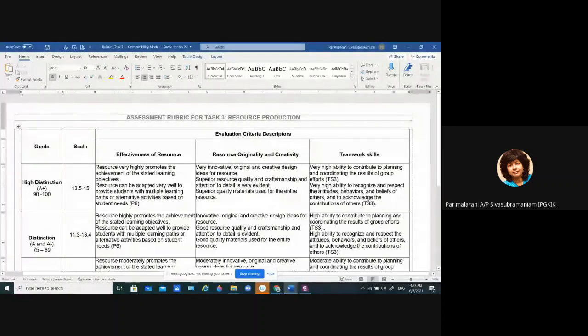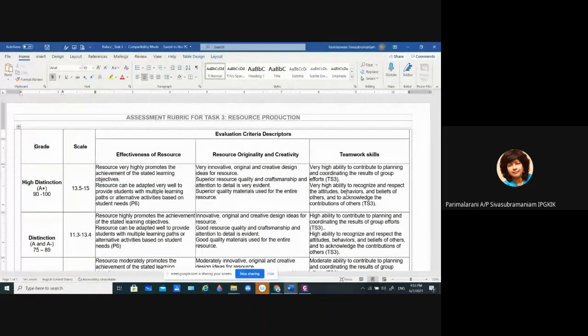So for this task 3 for your resource production, we look at 3 criteria. Effectiveness of the resource. That means, does the resource teach what it's supposed to teach? And resource originality and creativity and your teamwork skills. Teamwork skills because you're doing this in groups. There are 3 of you in one group, I think. So it doesn't matter if one person did a lot of work and the other 2 didn't do so much work. It doesn't matter because everybody gets the same result, okay?